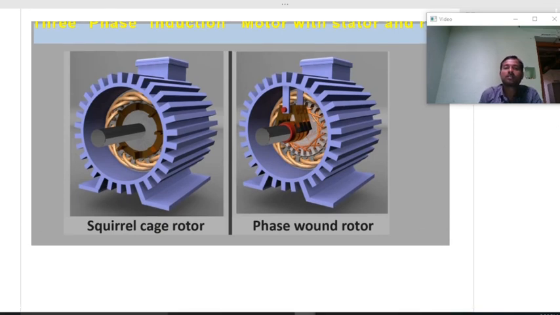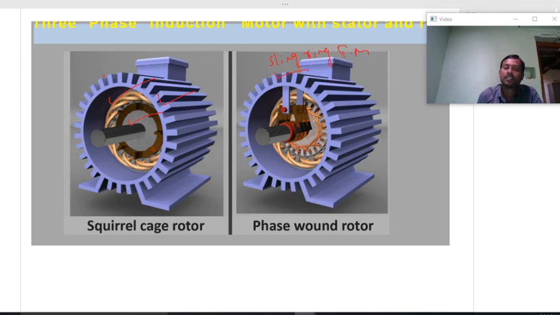After placement of the winding, the stator and rotor position will be like this. This becomes a squirrel cage rotor, and this becomes a wire wound rotor or slip ring induction motor.